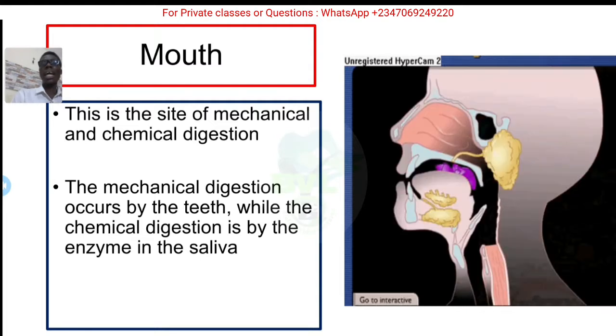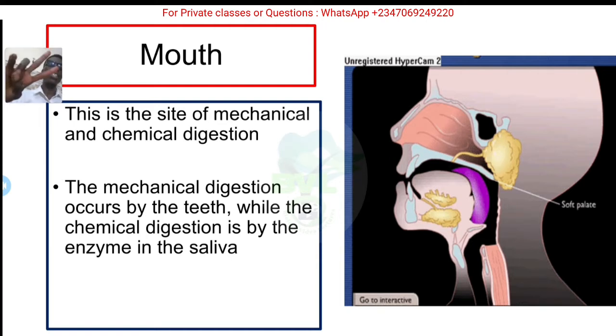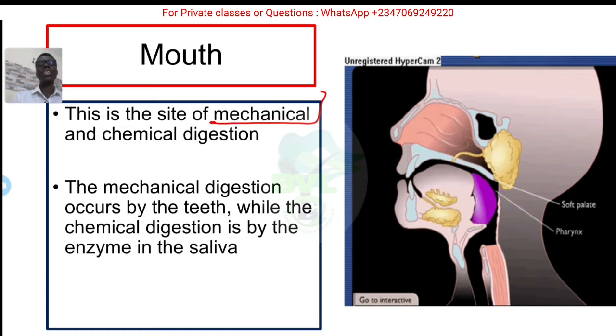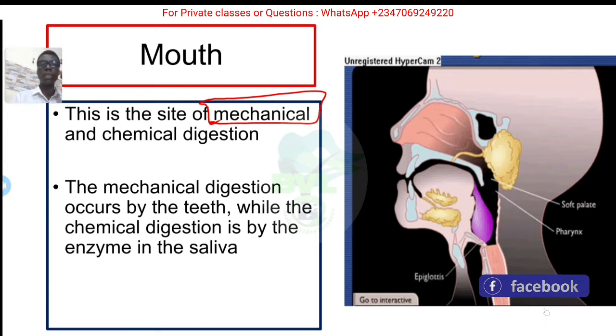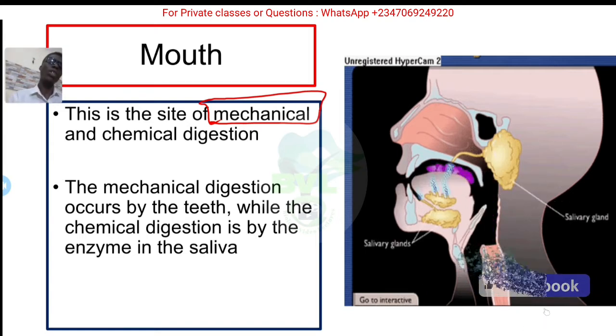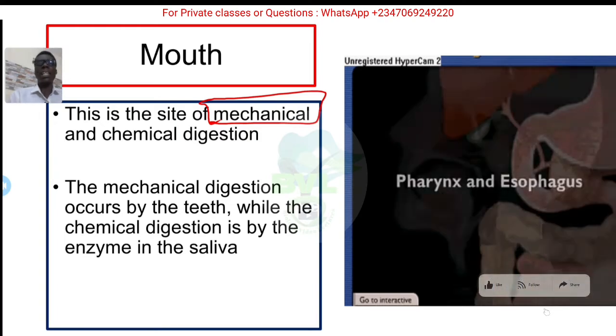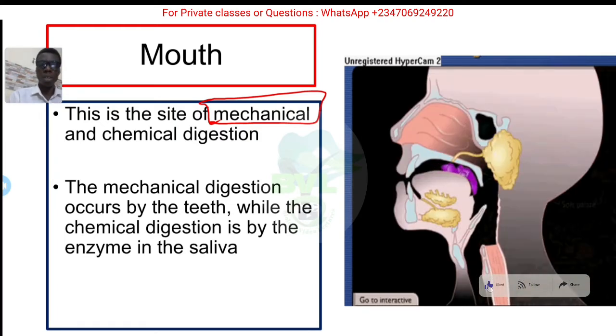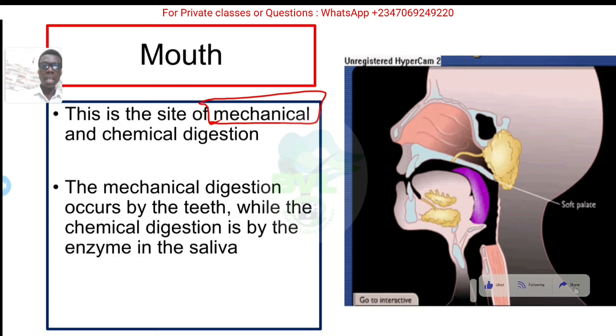Now the first one here is the mouth. That is the first encounter with food. One thing I want you to remember is this: in the mouth we have two types of digestion. Please pay attention to every detail here. The mechanical digestion is done by the teeth, of course. Why is it called mechanical? It means that you're breaking down the food physically. You're not using anything else; it's a physical structure breaking it down. The teeth are chewing it. Then chemical digestion refers to the effect of the enzymes on the food.